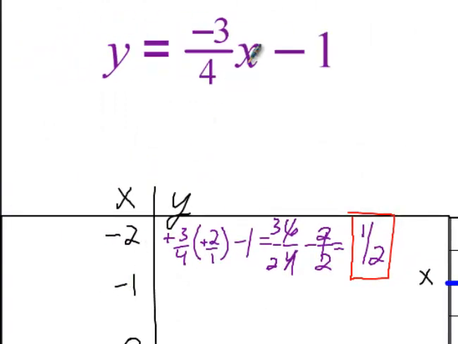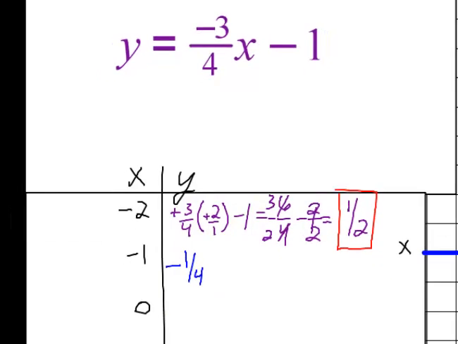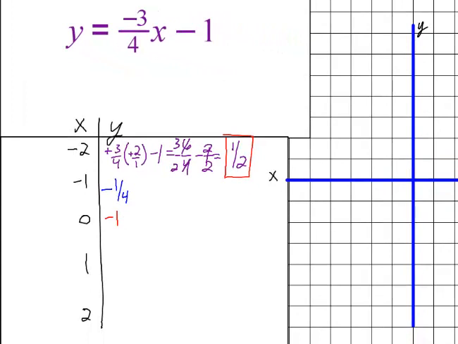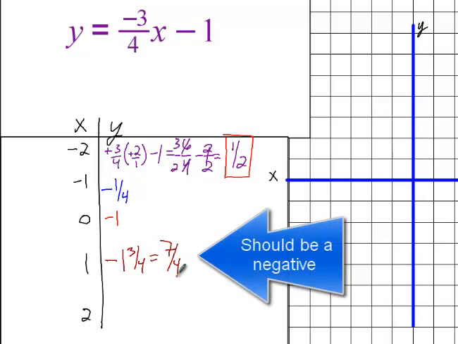So here if I plug in a negative 1, negative 3/4 times negative 1 is going to be a positive 3/4. Take away 1 is going to leave us with a negative 1/4. Okay, plug in a 0. 0 times anything is 0. 0 minus 1 is negative 1. 1 times negative 3/4 is negative 3/4. Take away 1 whole, that's going to be negative 1 3/4, or 7/4.